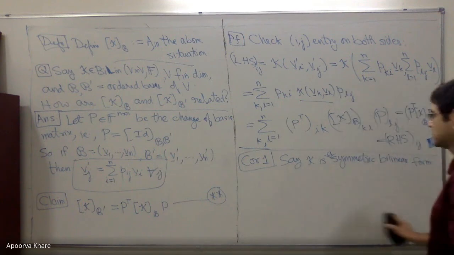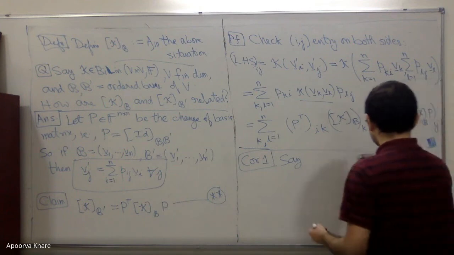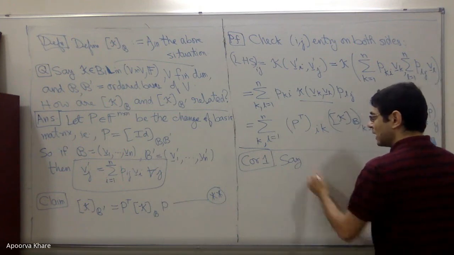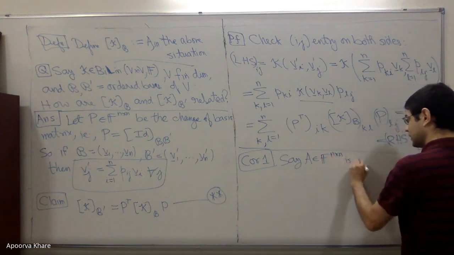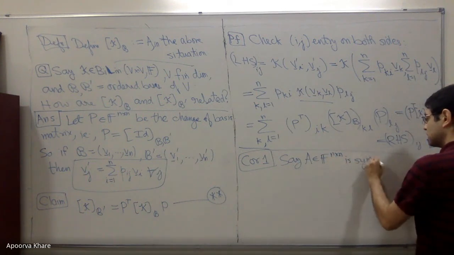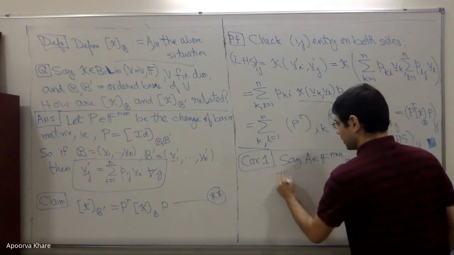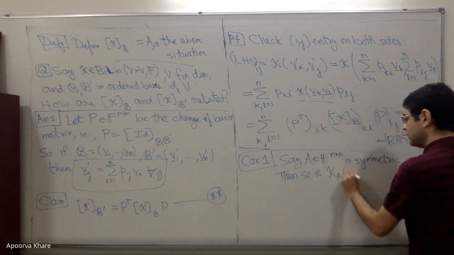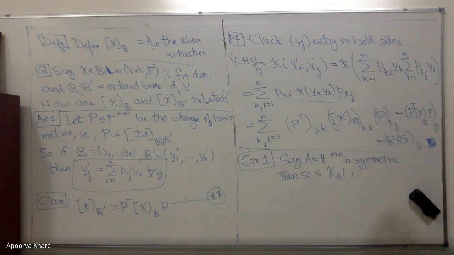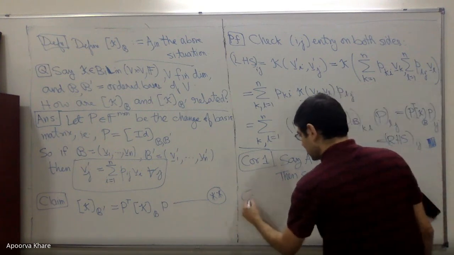Let's say, first of all, suppose A in F to the n cross n is symmetric, meaning A equals A transpose. Then so is kappa A. This is a bilinear form with two arguments, and this is symmetric.